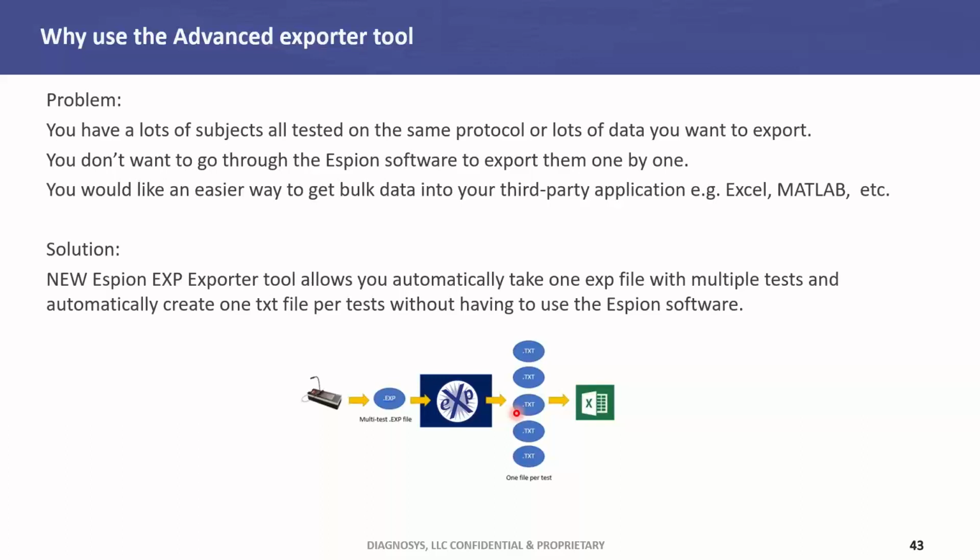So with the exporter tool, you can take one EXP file, that's a transfer file from the SPN program with multiple tests, and the exporter software will automatically generate one text file per test without having to use the SPN software. This also allows you to send your data to someone else who hasn't got the SPN software, and they can use this software to extract all the data and do further analysis on it.